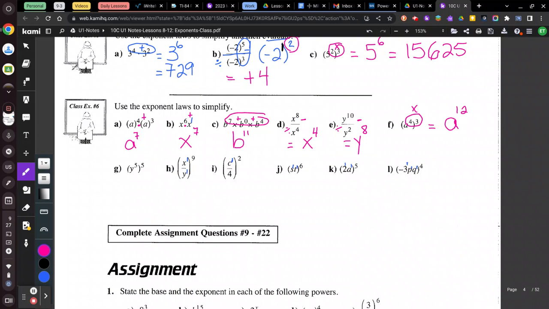Okay, moving on to our bottom row. Again, we've got multiplying happening because we've got brackets and then exponent inside, exponent outside. We're going to multiply them and get 25. So we get Y exponent 25.